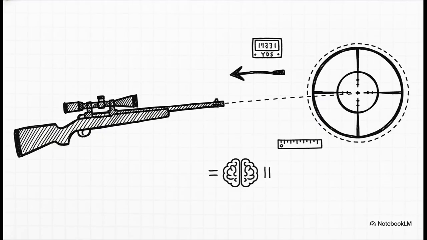So first up is MOA, which is incredibly popular, especially in the US. And the reason is this super simple, easy to remember rule. 1 MOA is almost exactly 1 inch at 100 yards. That means it's 2 inches at 200, 3 inches at 300. You see how easy that is? It makes doing math in your head on the fly a total breeze if you grew up with inches.